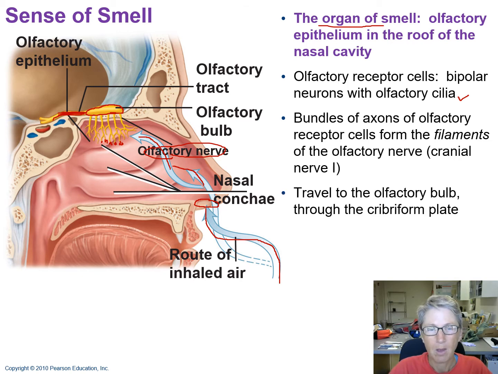The way the olfactory nerve gets from the peripheral nervous system, inside the nasal cavity, into the brain is those filaments or axons travel through this piece here called the cribriform plate. So this is the cribriform plate of the ethmoid bone.